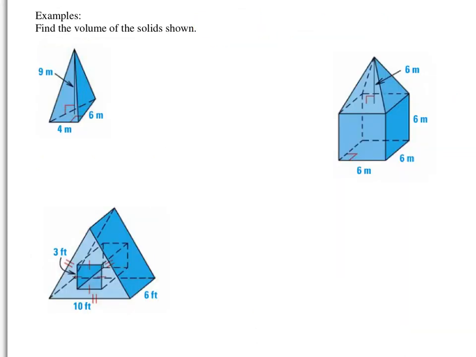So for this very first picture on here, we have a pyramid, and if you notice, it is a triangular pyramid. So for my triangular pyramid, I know that my equation for volume is 1/3 capital B times H. My base itself is a triangle, so we have to think of 1/2 base times height for just the triangle.